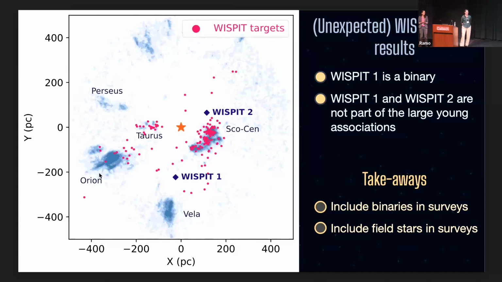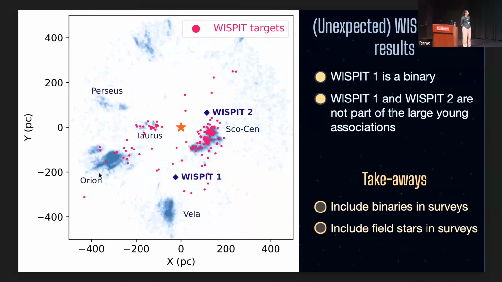Hi, Carl Stapelfeldt from JPL. Really great results. I'm curious about how this fits in with disk evolution. The WISPIT target sample, you say it's 178. What's the distribution of disk luminosities across that sample? Are you looking primarily at protoplanetary disks, young debris disks, or something in between?